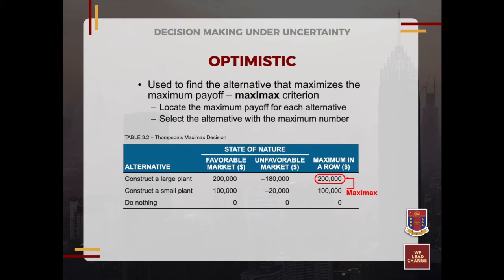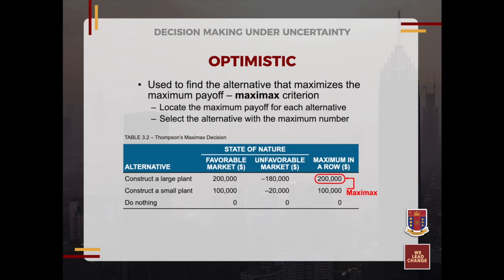For constructing a small plant, there are two options. We have $100,000 and a negative $20,000. Between the two, of course, we know that the positive $100,000 is higher than the other, so we choose $100,000. As for do nothing, since you're not going to do anything at all, you do not expect any outcome or payoff, so it's just zero.